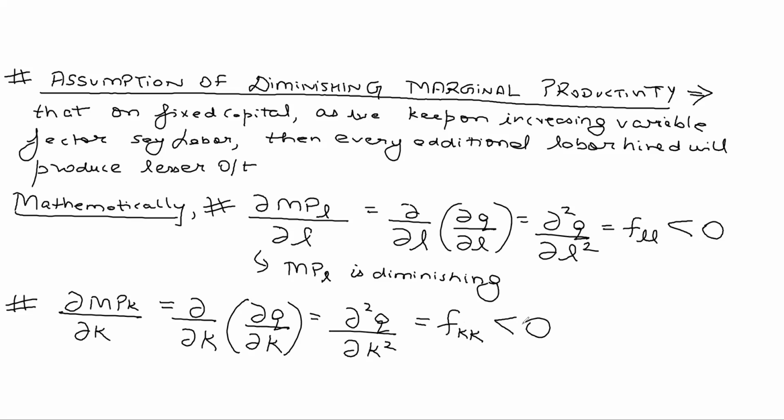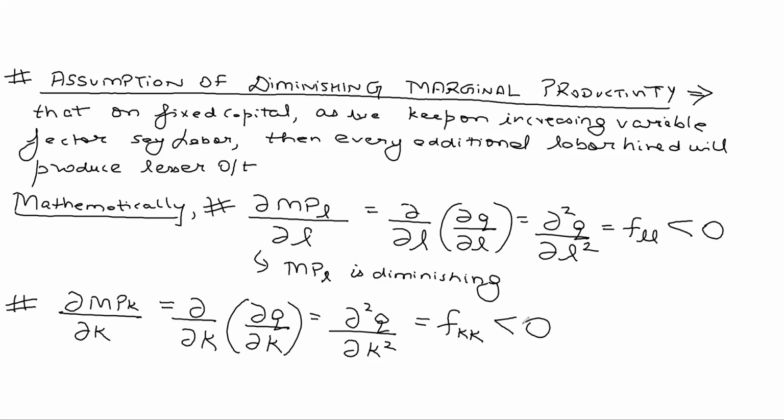So I hope all students have understood the assumptions of diminishing marginal productivity. Both labor and capital exhibit diminishing marginal productivity. This means on the same capital, if I hire more labor, every additional labor will produce lesser output than before. And if on the same labor I hire more capital, every additional unit of capital will produce lesser output. So the sign of FLL, which is del square Q by del L square, and FKK, which is del square Q by del K square, both are negative.